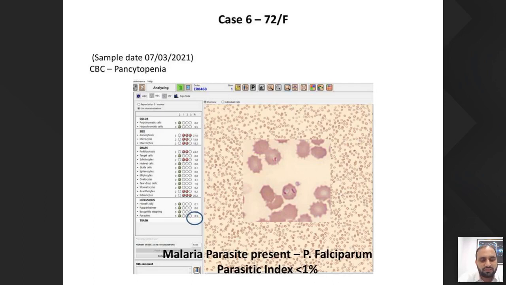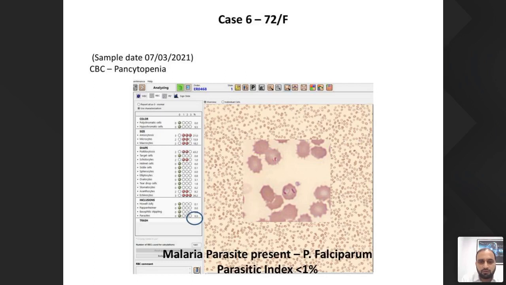Now, this date I have put on purpose. It was 7th of March, evening time. So it was just the starting of this COVID second wave in our part. So anything with fever, we would have been suspecting corona. And second, in India, usually we have malaria in the seasons from July to September. And very rarely we will find any malaria cases in March.